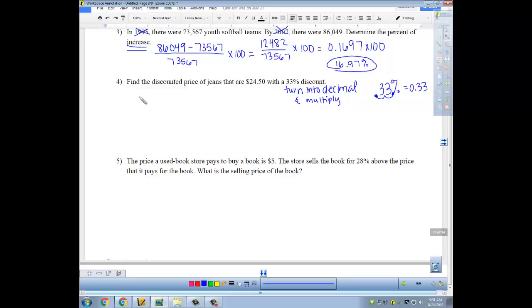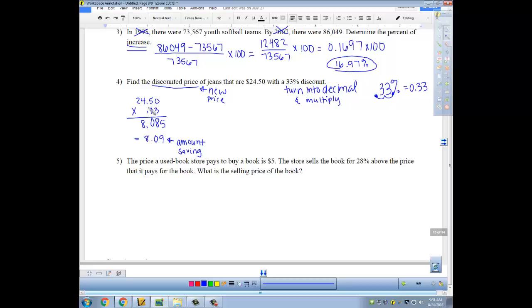You multiply your only two numbers, 24.50 times 0.33, and you get 8.085, which I'm going to round because that doesn't make sense when we're talking about money. So I'm going to round it to 8.09. Now this number is the amount that you are saving. They ask for the discounted price, so they ask for the new price.